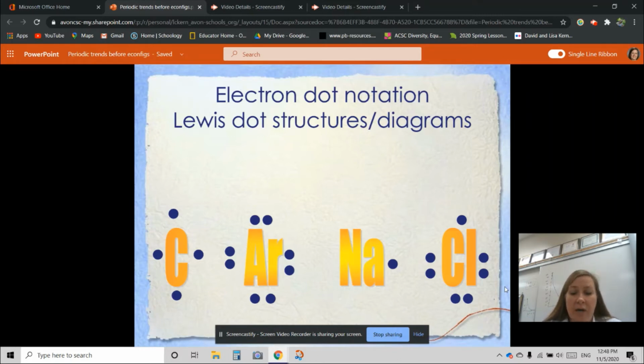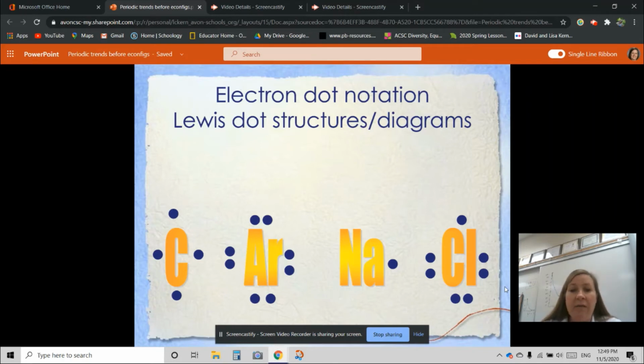So with argon, argon has 8 valence electrons. It's on the far right-hand side, 3rd row down. And so it's going to have 2 electrons on the top, 2 on the bottom, 2 on the left, 2 on the right. Sodium has 1 valence electron, so 1 dot. You could put it on any of the 4 sides. I happen to choose the right side here. It doesn't matter so much.